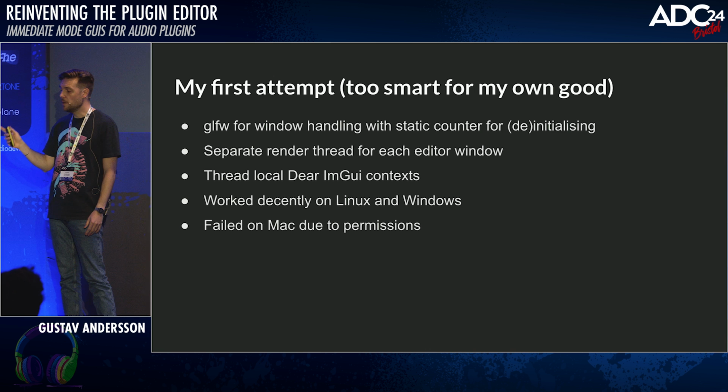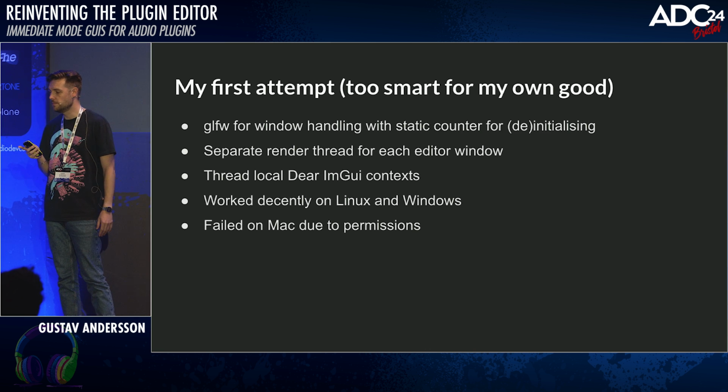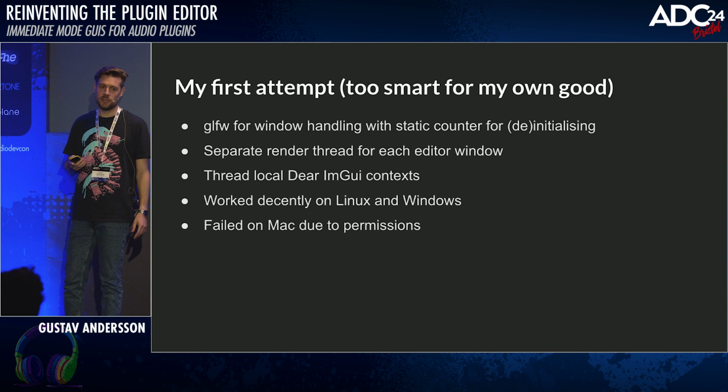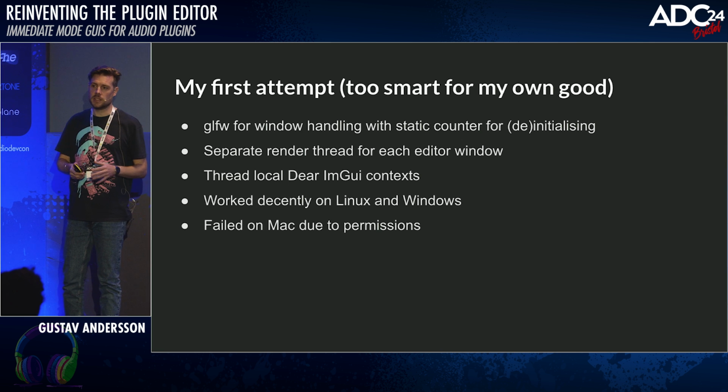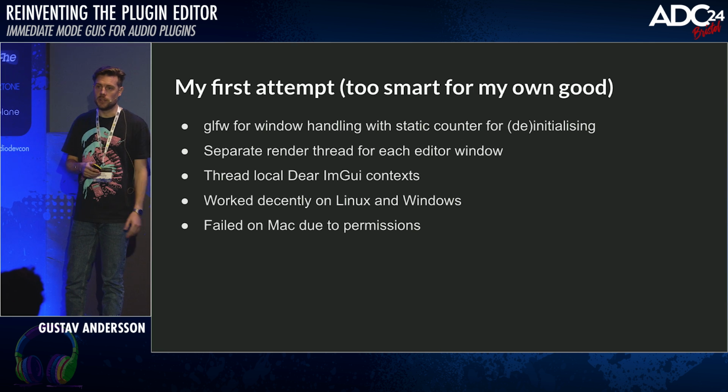Yeah, my first attempt to do this, I thought it was pretty smart, but eventually it failed. So I used GLFW for all the window handling, and I had a static counter for initializing and deinitializing the library. And then I thought I'd just try to keep everything separate. Like each window should be its own self-contained instance. So my idea was to start one thread per instance and then have the ImGui context as a thread local variable. So they would all be independent. They would not know about each other.